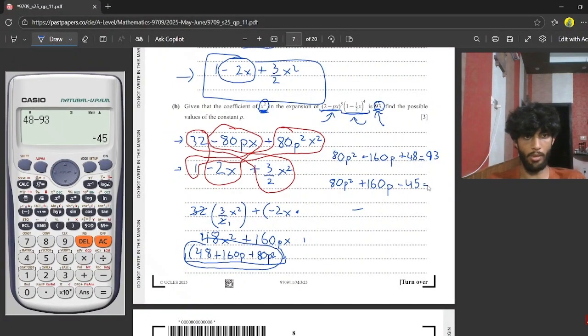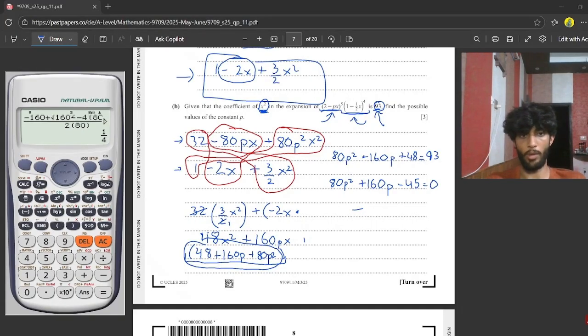Negative 45 equals 0. You can see we now have a quadratic, and to solve this quadratic, we can use the quadratic formula, which is going to be negative b. So it's going to be negative 160 plus under root 160 squared minus 4 times 80 times c, which is negative 45, divided by 2a, so 2 times 80.